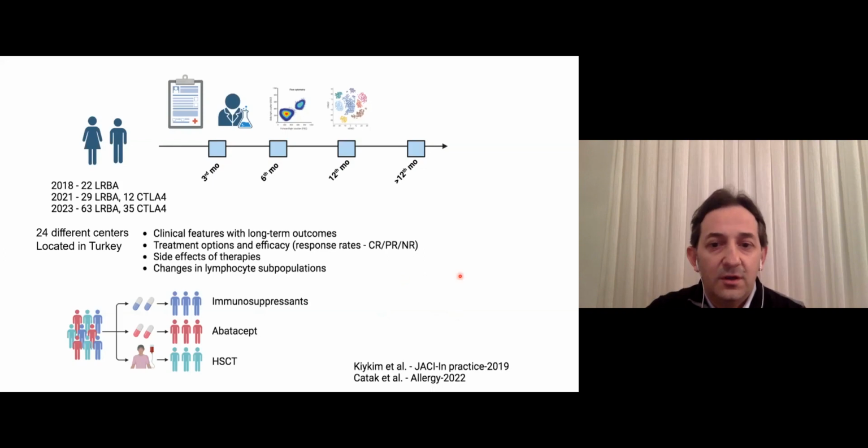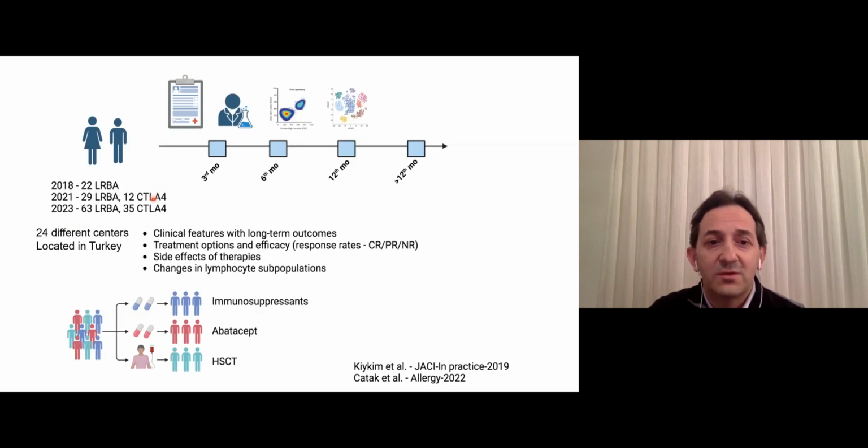We started in 2018 to recruit patients with LRBA deficiency, and as you see here, there were 22 patients in the beginning. After collecting those patients from the different centers located in Turkey, now we have 63 LRBA deficiency and 35 CTLA4 haploinsufficiency patients.